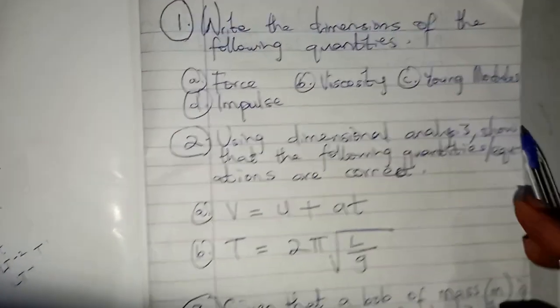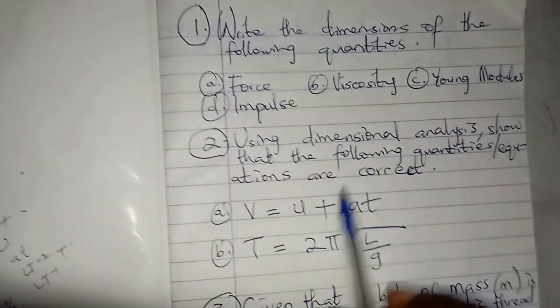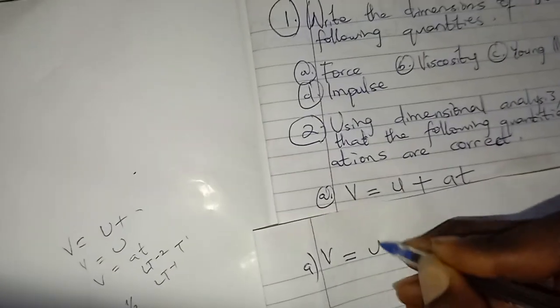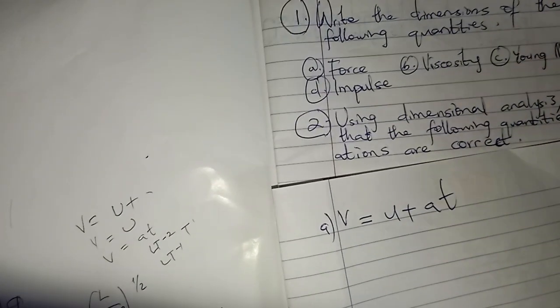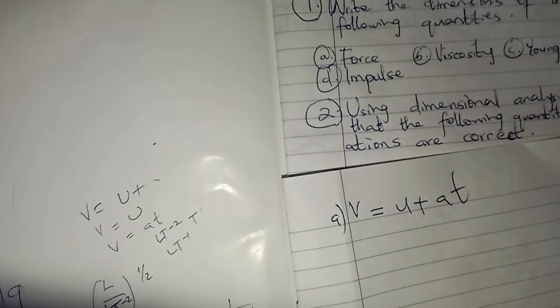It says, using dimensional analysis, show that the following equations are correct. What it means is that you have to show that v is equal to u plus at. When they tell you to show that an equation is correct, I told you the first law of dimensional analysis is to note that everything given is a product of the variables. The dependent is equal to the product of the variables raised to unknown powers. And when you introduce an equality sign, it becomes key. Then the second law is that anything that you see on the left hand side has the same dimension as the right hand side.